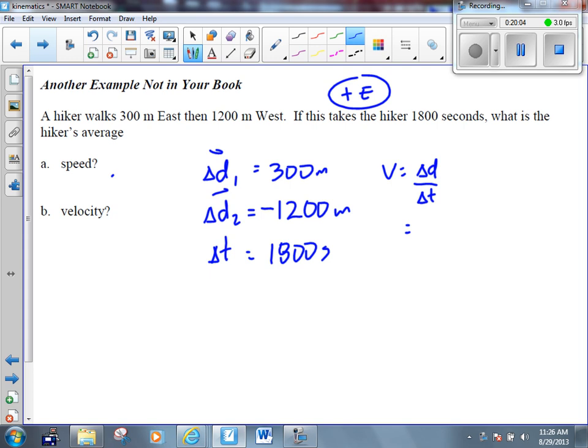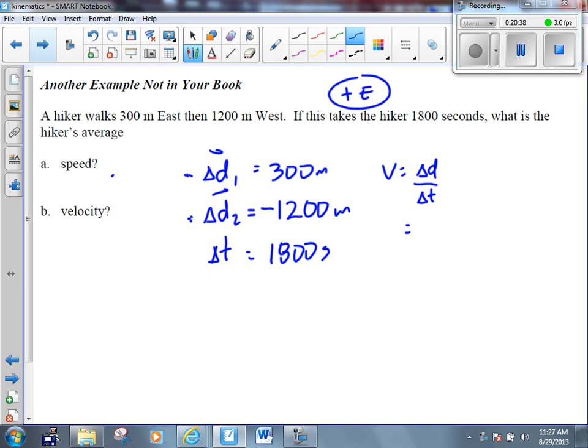What's the distance traveled here? Are we going to add these together, or are we going to subtract them? We're going to add them. Good. If we have two positions, we subtract them. If we have two displacements, we're going to add them. In the last question, we had positions. We subtracted. In this question, we have displacements. We're going to add them. What's the total distance traveled here? 900 or negative 900?